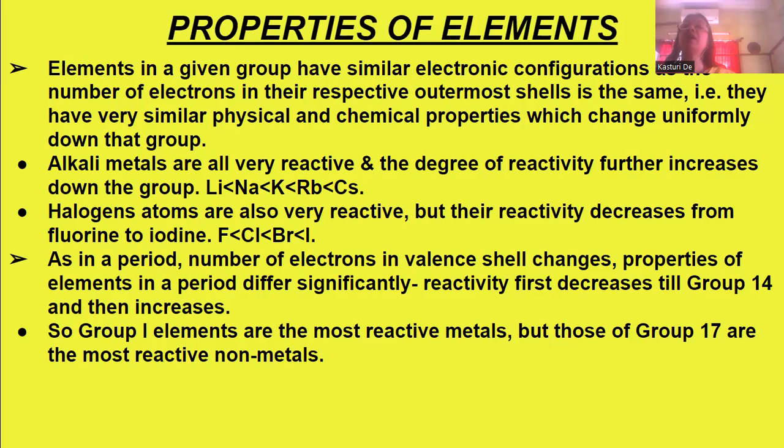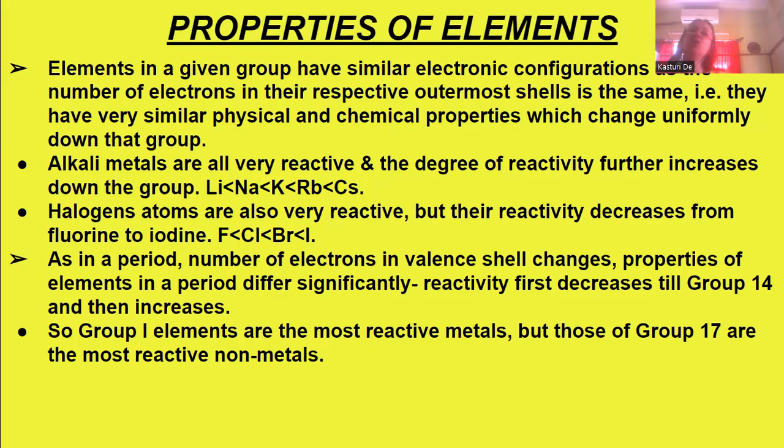So what happens in a given group? It has similar electronic configuration. Therefore, the number of electrons in the valence shell, that is the outermost shell, is the same. Like in group 1, the valence electron is 1. The outermost shell has 1 electron. Therefore their electronic configuration is also similar, and they have similar physical and chemical properties that change uniformly as we go down the group.